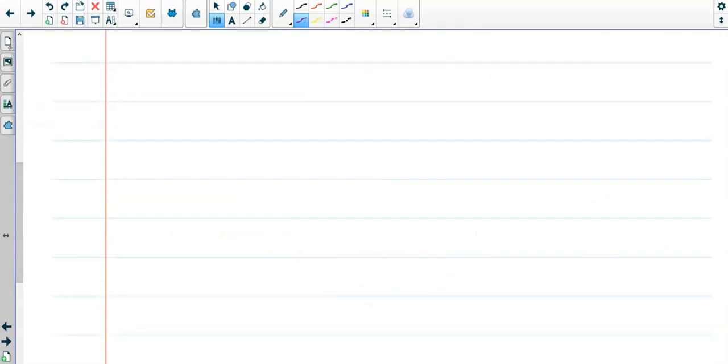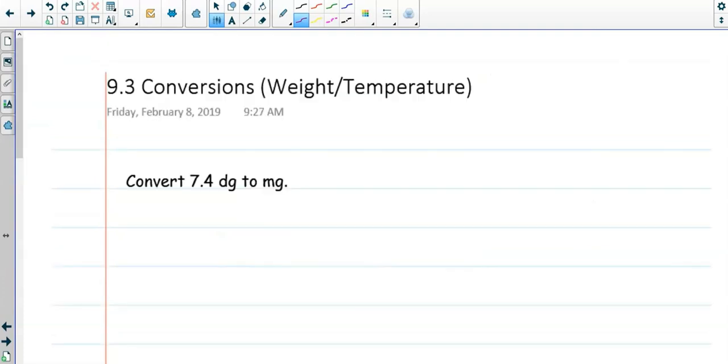So now we jump into 9.3. You see how this kind of speeds up because you're just doing the same stuff over and over again. So here, this is all about weight and temperature. Okay? So they want you to convert from dg, which is decigrams, to mg, which is milligrams. Remember how we had millimeters and decimeters earlier? Again, I told you you could take that m out and change it to grams. That's all we did here. So we're going from decigrams to milligrams.